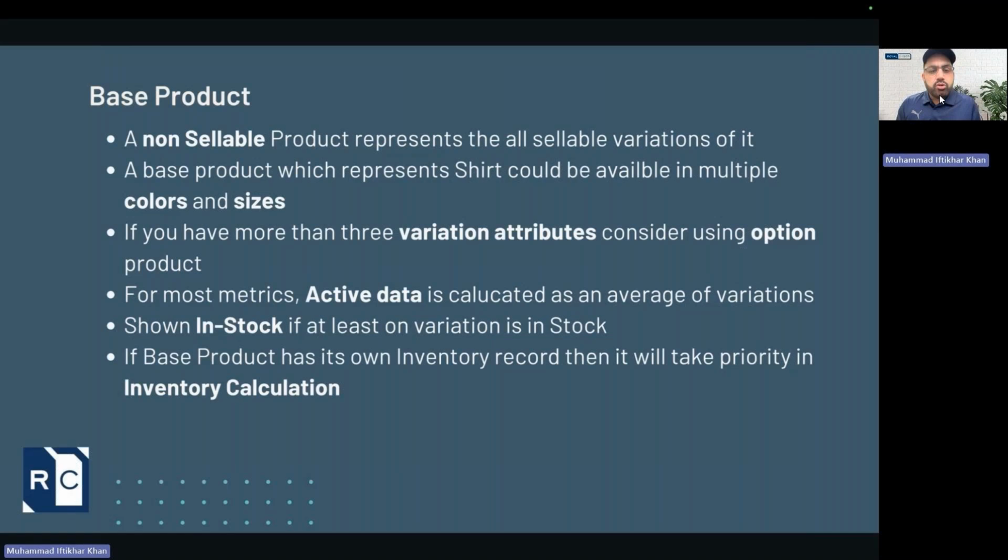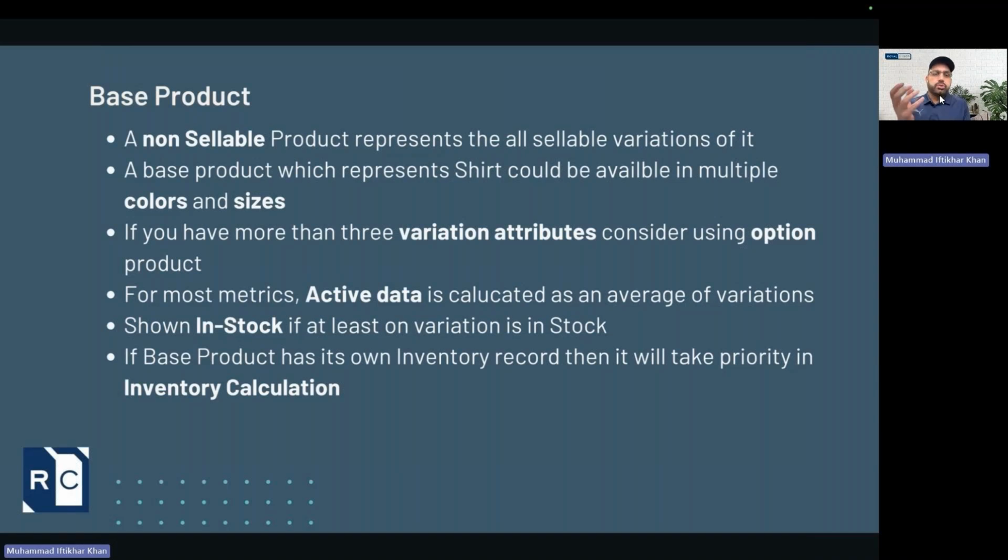For most metrics regarding the active data, it's calculated as an average of the variations, like the average of all the variations under the single base product. And regarding the stock, which is inventory information, if at least one variation is in stock, the base product will be shown in stock.